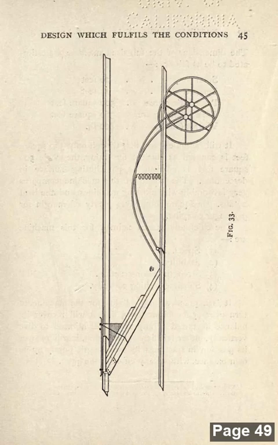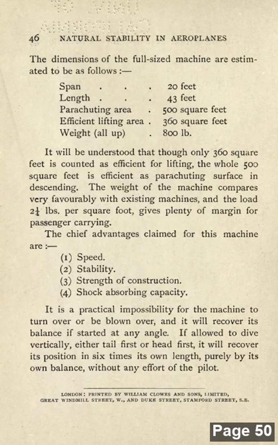Design which fulfills the conditions. 45. 46 Natural stability in aeroplanes. The dimensions of the full-sized machine are estimated to be as follows: span, 20 feet; length, 43 feet; projecting area, 500 square feet; efficient lifting area, 360 square feet; weight, 800 lb. It will be understood that though only 360 square feet is counted as efficient for lifting, the whole 500 square feet is efficient as parachuting surface in descending.